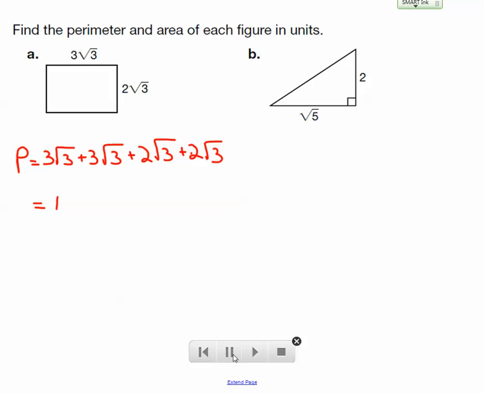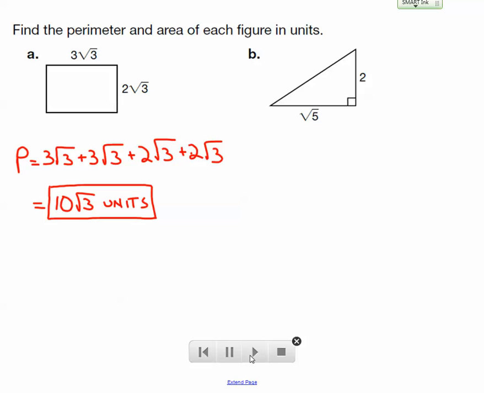And that's how we'll write our answer. 10 times the square root of 3 units. That's the perimeter. We're not going to go any further than that. We could turn that into a rounded decimal if we wanted to. Just multiply 10 by the square root of 3. But we're just going to leave it as exact. And this is the only way to leave it exact.